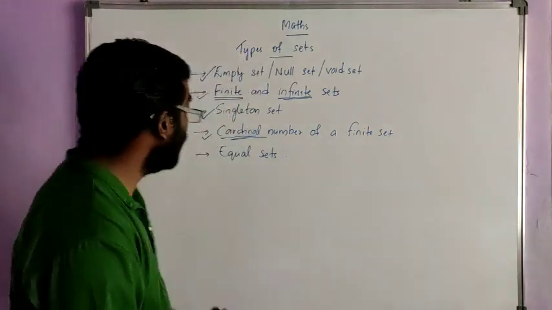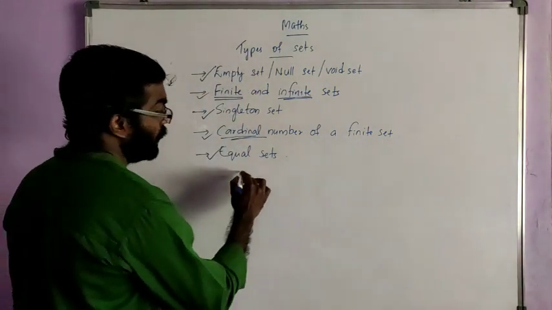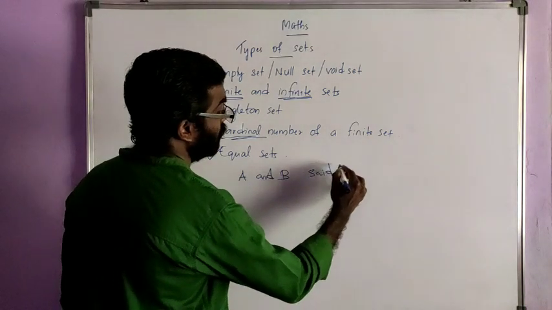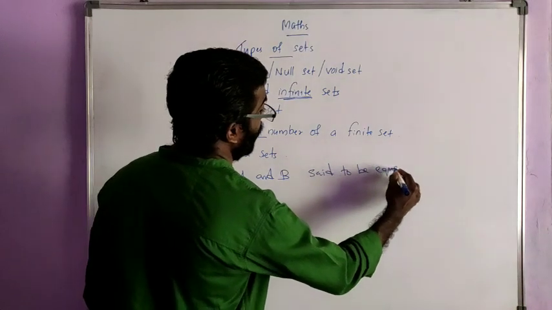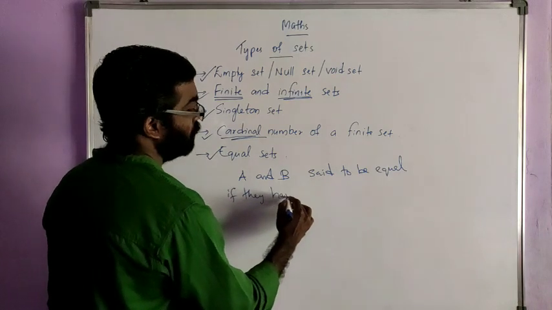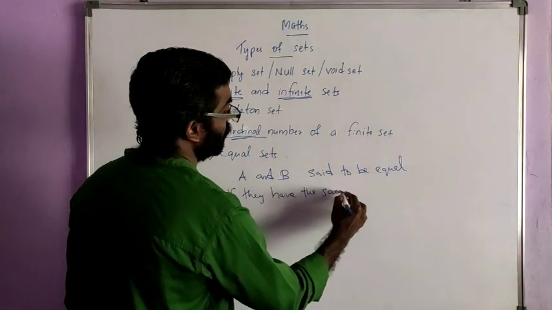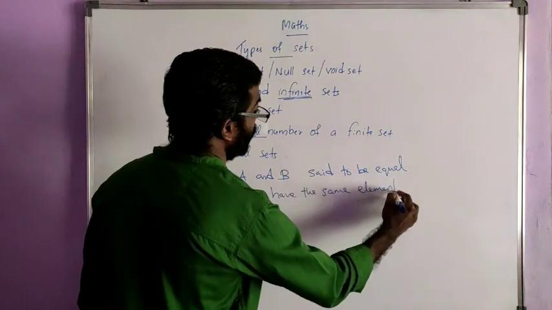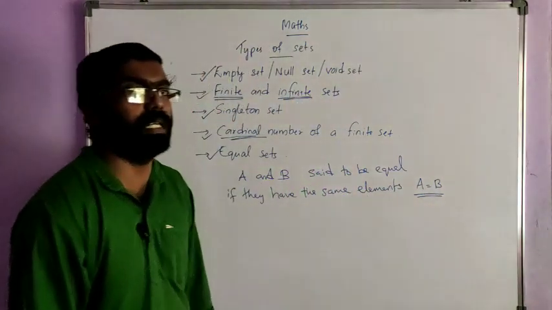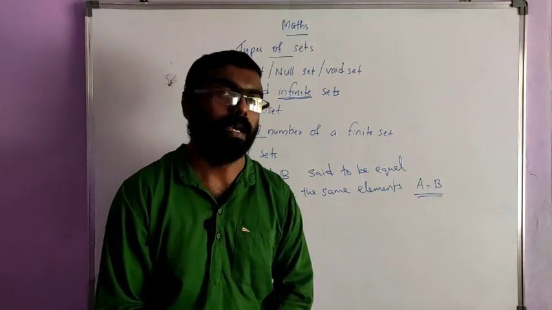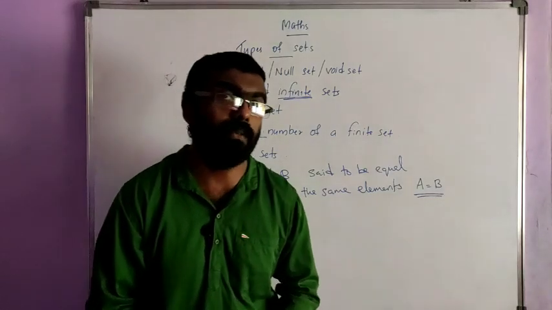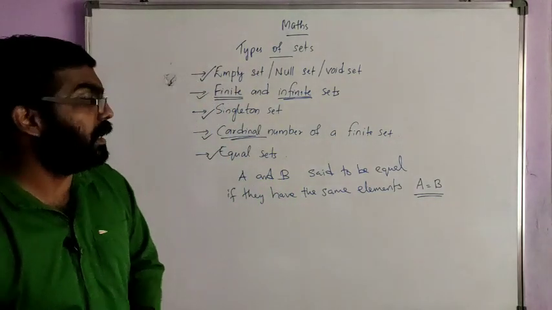Now we move on to the next topic, equal sets. Two sets, namely A and B, are said to be equal if they have the same elements, and we write A = B. If A and B are equal sets, then we can write A = B. When can we say that A and B are equal? If A and B consist of exactly the same elements.